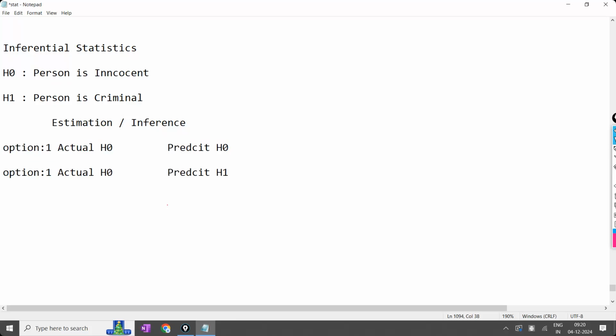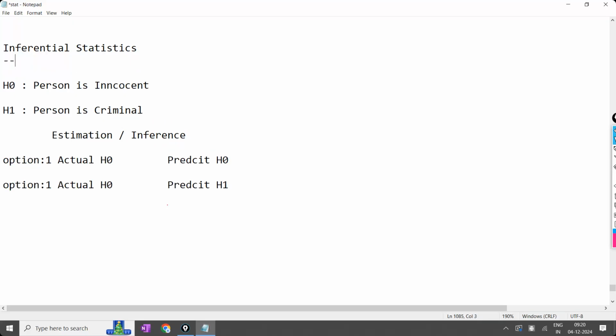Whoever the judge is, the judge will decide whether the person is innocent or criminal. He is going to estimate or infer that based on the evidence. If the evidence is wrong, what can the judge do? So there might be a scenario where actual is H naught and predicted is H1. We call it an incorrect prediction.